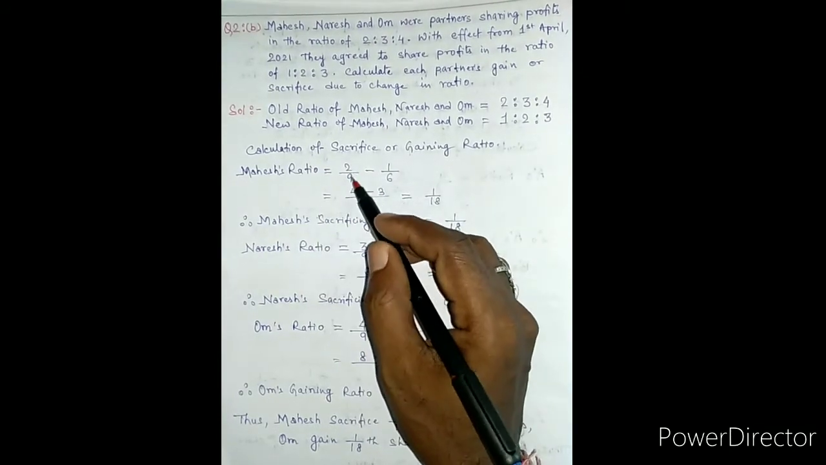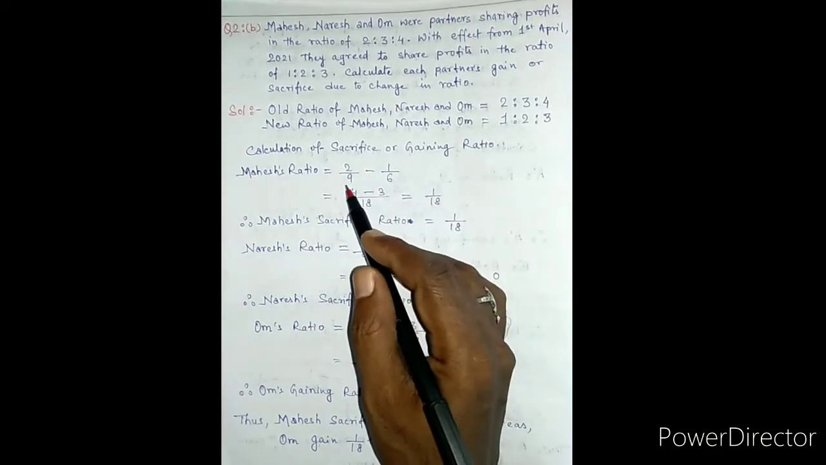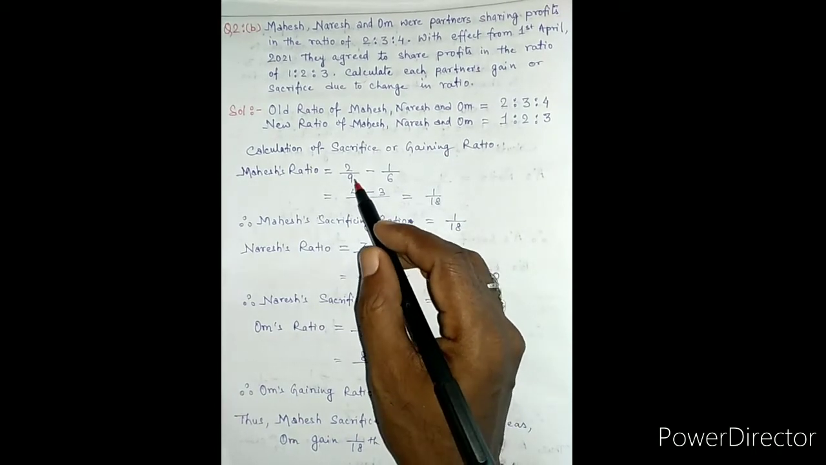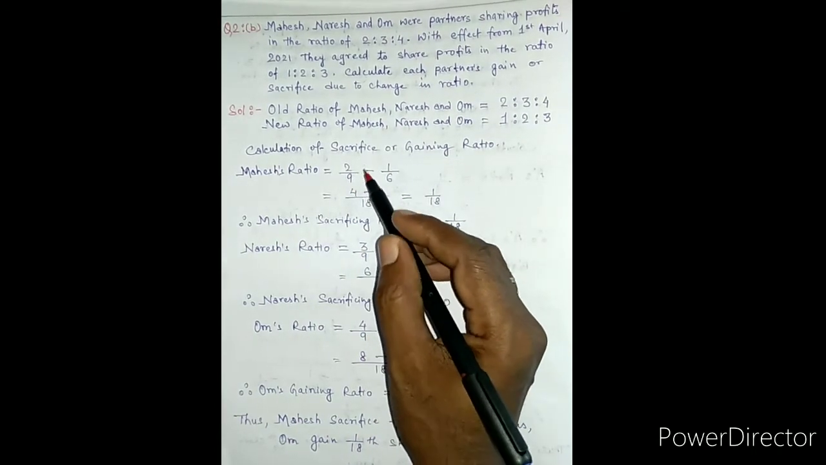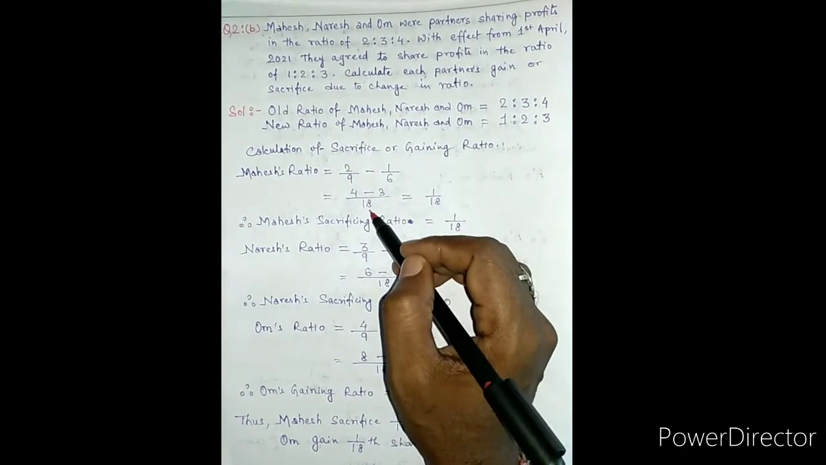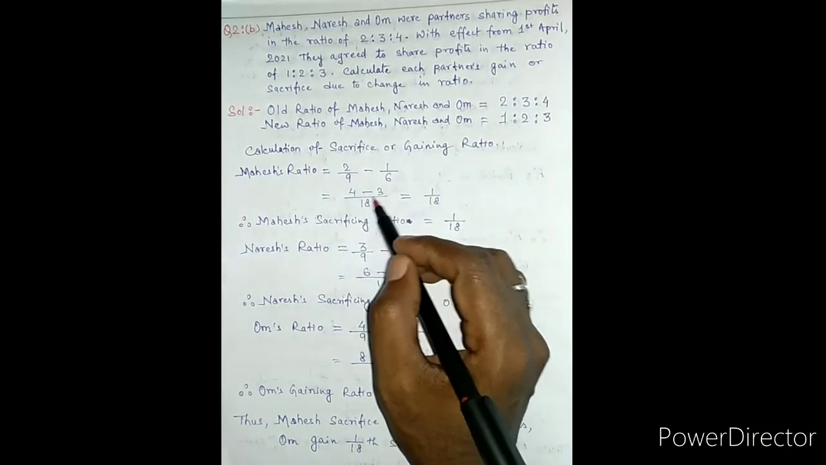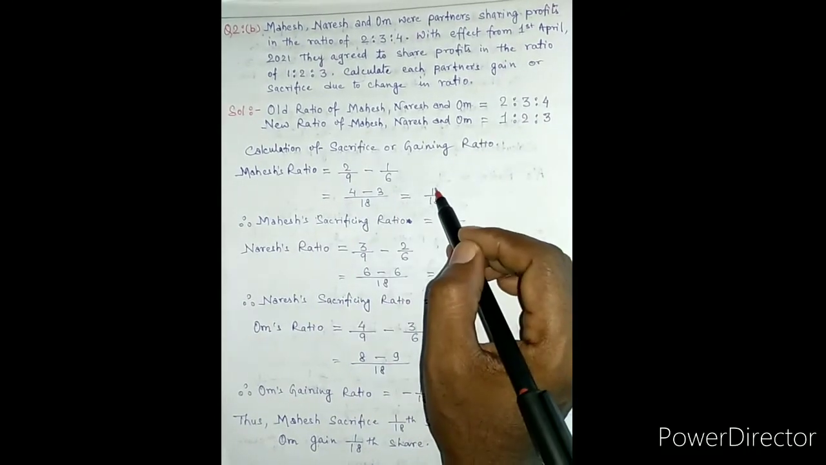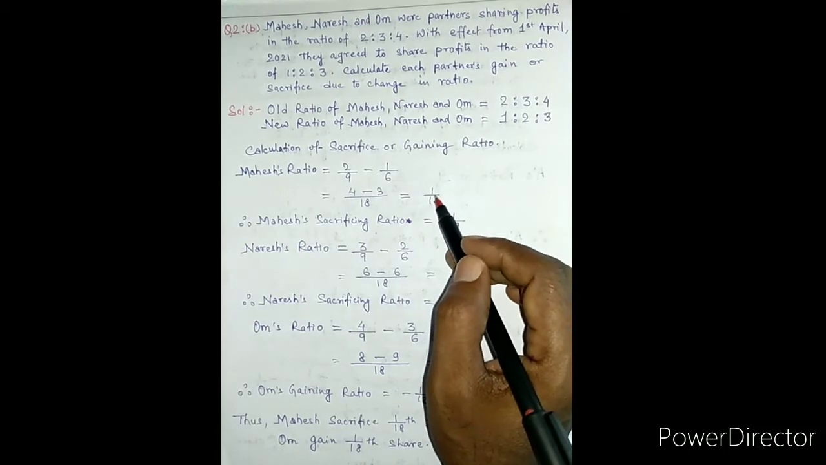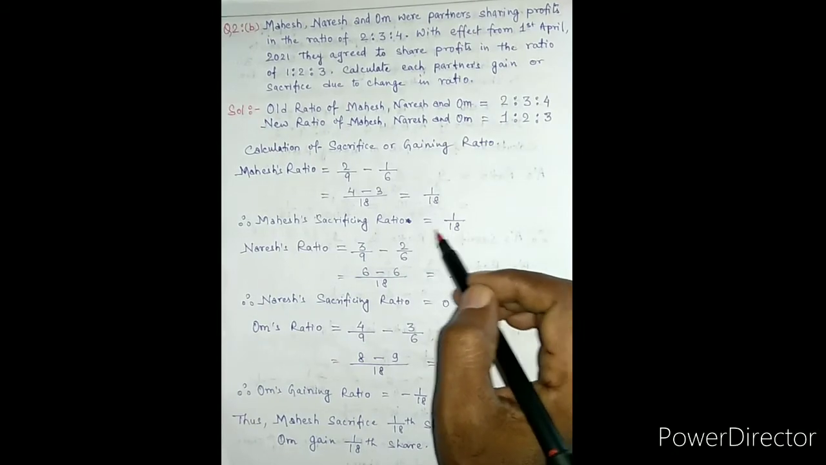So Mahesh's ratio is 2 by 9 minus 1 by 6. This is the old ratio and this one is the new ratio. Now take out the LCM of 9 and 6, we get 18. Divide 18 by 9, we get 2. 2 multiplied with 2, we get 4. Again divide 18 by 6, we get 3. Multiply 3 with 1, we get 3. Now subtract 3 from 4, we get 1 by 18. So here we are getting a positive value. We know a positive value is always the sacrificing ratio. So Mahesh is sacrificing 1 by 18 part.